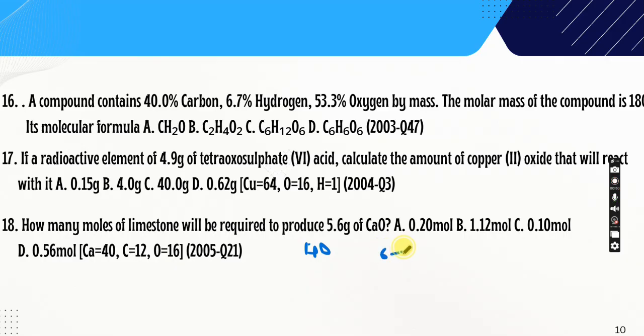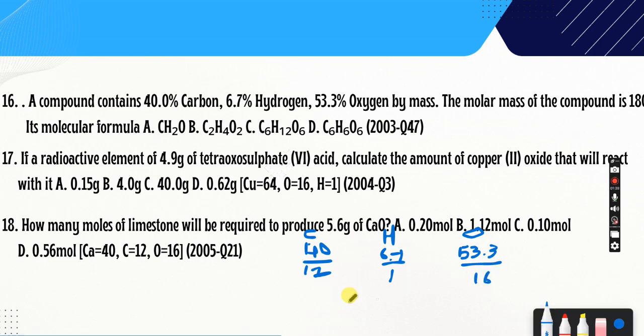6.7 hydrogen and 53.3 oxygen. So we are dividing carbon by 12, we are dividing hydrogen by 1, and we are dividing oxygen by 16.